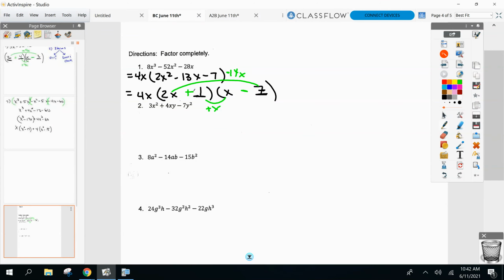All good? So all I did was combine the GCF method with yesterday's method of guess and check. Are we all right? How about you guys at home? No minds blown yet? You're good? All right, here you go.